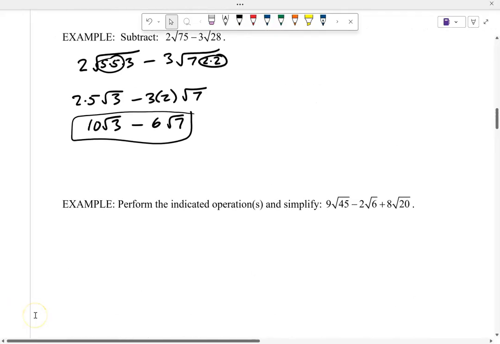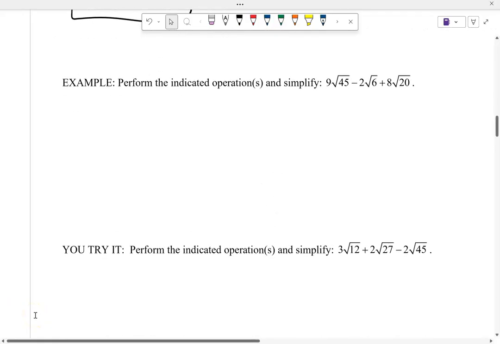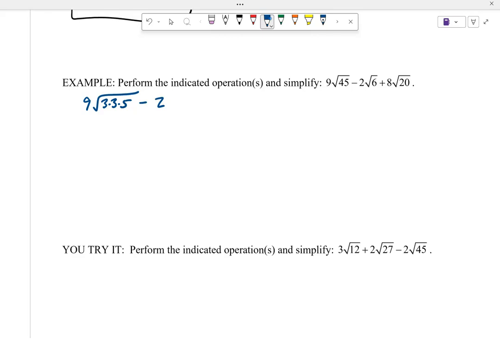Let's do some more here after that one. So we put that 45 up. We got 9 and 5. So 3 and 3 and 5. The 6 I can't do anything with. That's just 2 and 3. The 20 I can. 4 and 5. So here's my 4, 5. So it looks like a 3 comes out and multiplied by the 9. So I got 27 root 5.